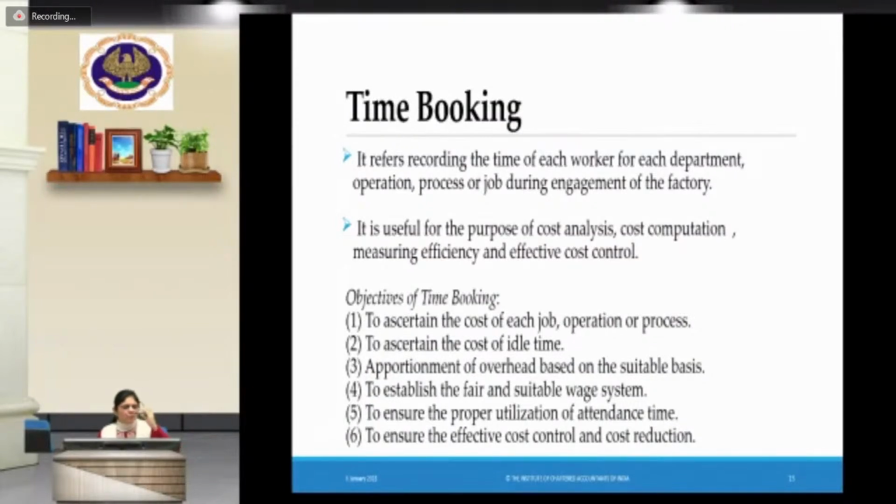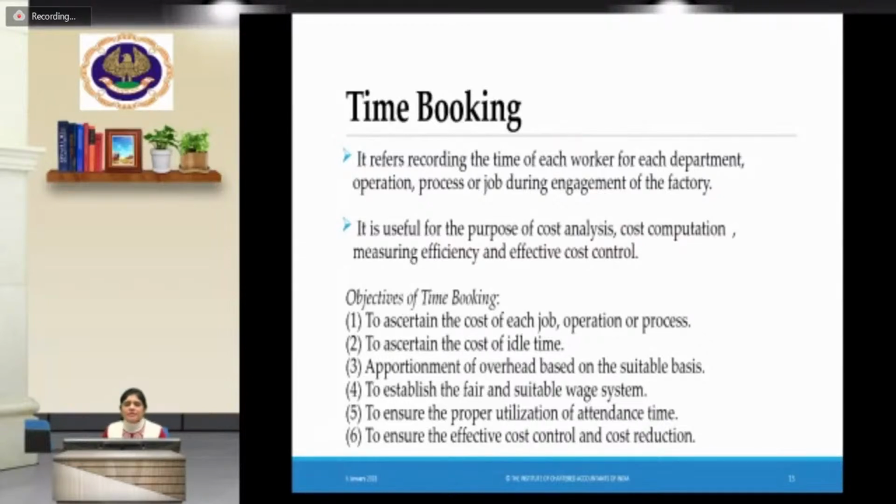Timekeeping and time booking. All right. Timekeeping basically takes care of the entry and exit time of an employee or a worker. Just entry and exit time. What exactly he's doing in the organization, that is not clear in timekeeping. Like we will be just understanding here.